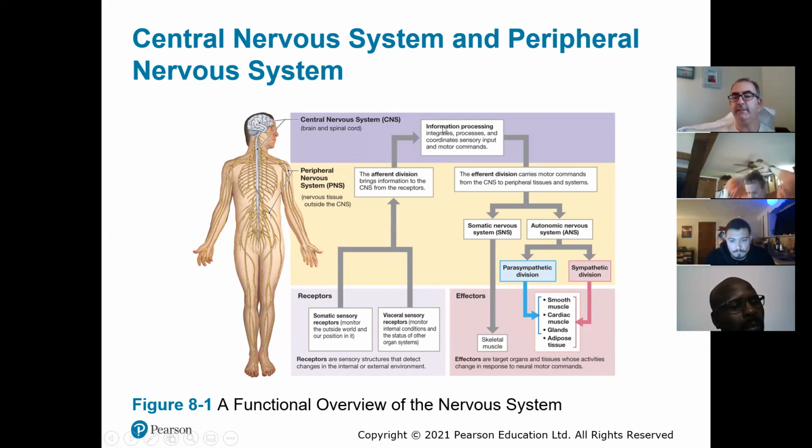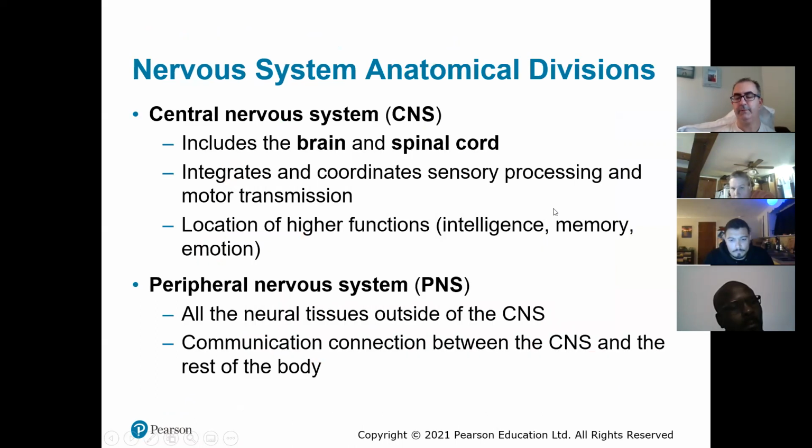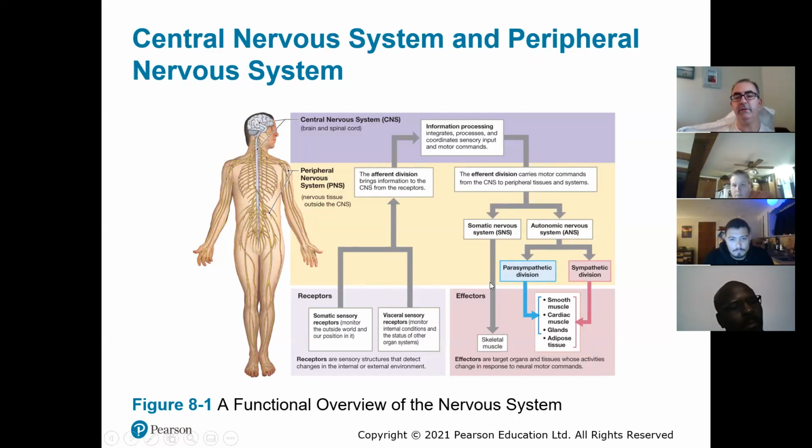Then your brain kind of integrates that information, right? It takes all that information in and it processes it and figures out what to do. And it's going to send signals back out. So the signals that it sends back out are through the efferent division. Now, the efferent division of your peripheral nervous system is divided further. Now remember, all these divisions are in the peripheral nervous system, right? Central nervous system is just your brain and your spinal cord.